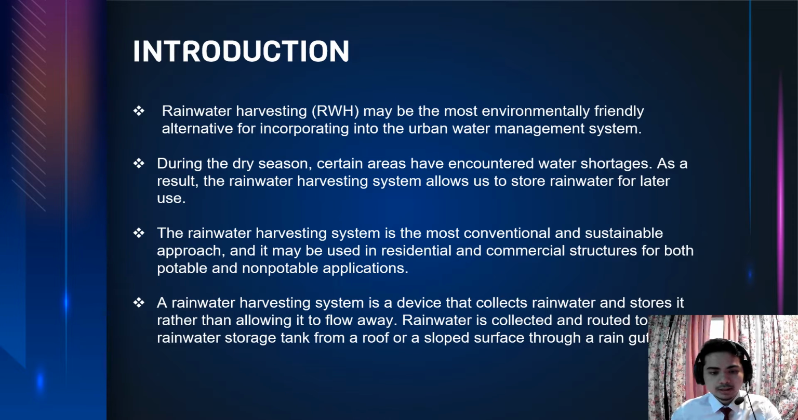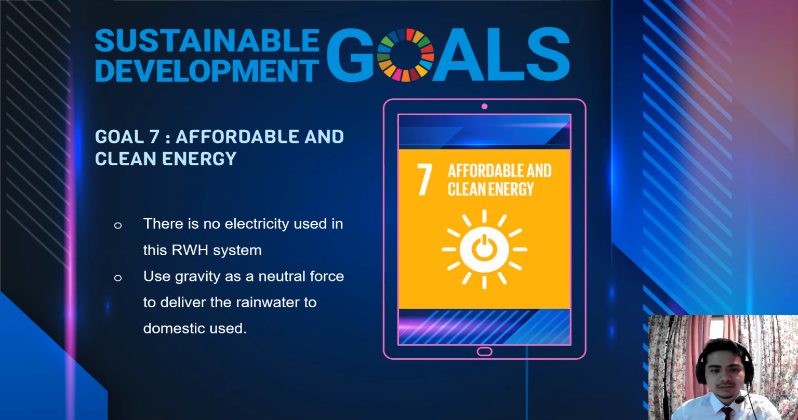In short, a rainwater harvesting system is a device that collects rainwater and stores it rather than allowing it to flow away. Rainwater is collected and routed to the rainwater storage tank from a roof or a slope surface through a rain gutter. The Sustainable Development Goals (SDGs) are a universal plan for all countries to end poverty.